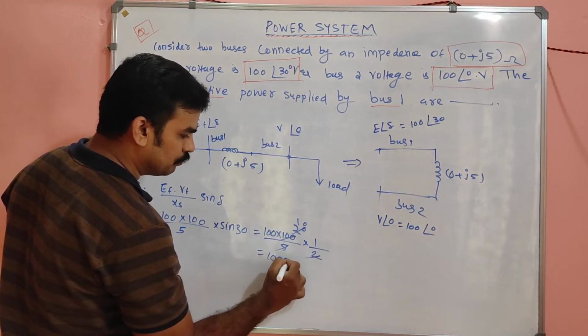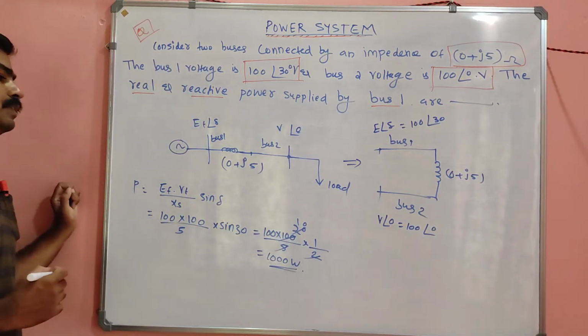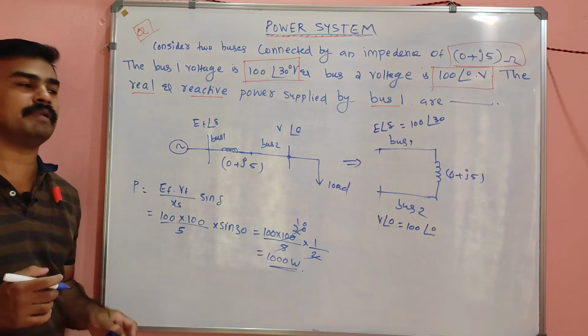So simply 1000 watt. So that is the real power supplied by the bus 1.